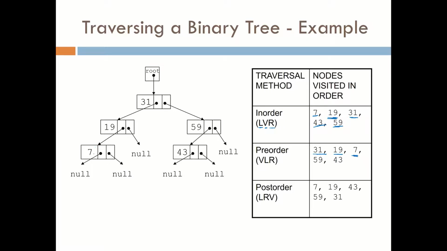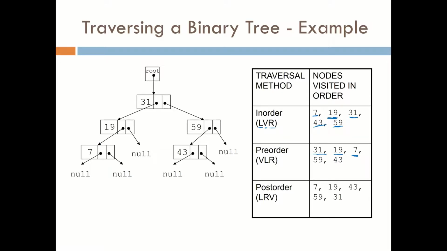And now I have visited the node, so I must go left. I go left, there's nothing there. I backtrack, I go right. That pointer is null, so I backtrack. And now for this particular node, I have visited the node, gone left, and gone right. And so now I backtrack to this point.